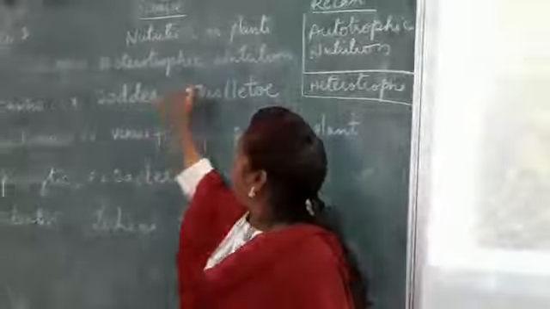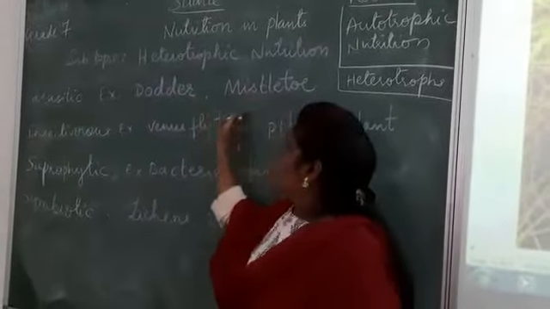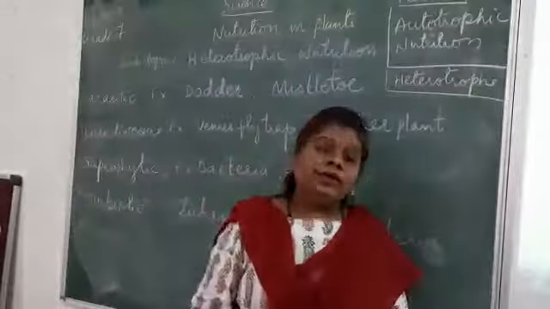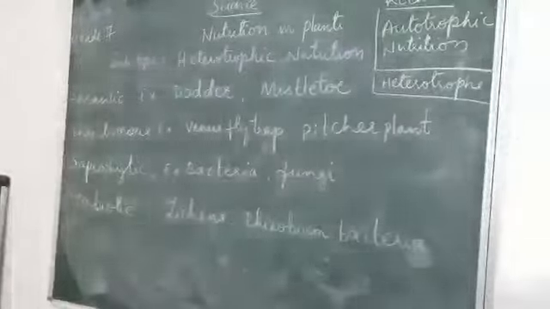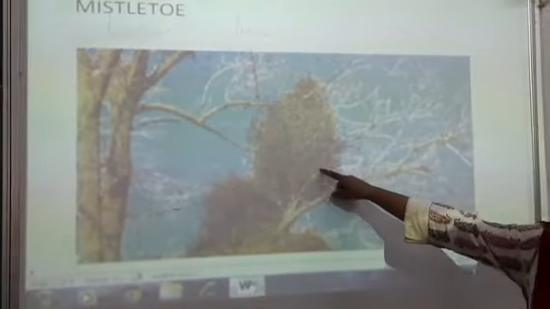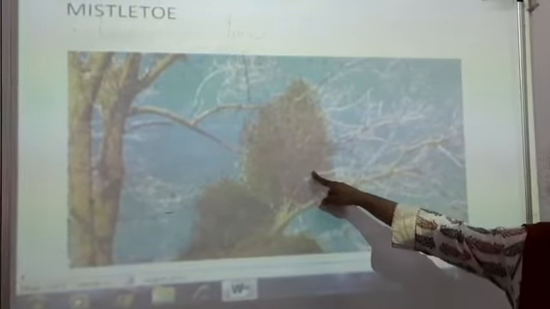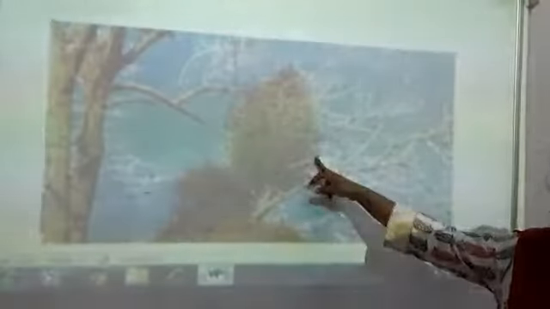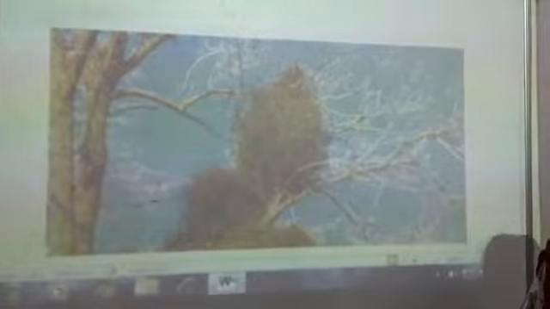Now let us quickly move on to the other example, that is the mistletoe. So mistletoe is another example of a plant which follows parasitic nutrition. Now, as you can see in the figure, this is the figure of the mistletoe plant. As you have seen, it is green in color. So, it can prepare its own food.